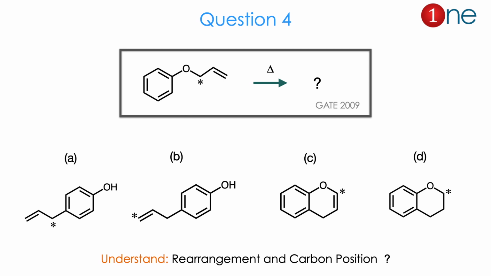Then question number 4. The starting material is benzene attached with an O-allyl system, where the first carbon is labeled, marked with an asterisk. You are heating. They ask you to find the product. The products are para forms. So from the reactant to product, you might guess a rearrangement occurs, and the position of the labeled carbon is important here. The answer is A. Let us see how.